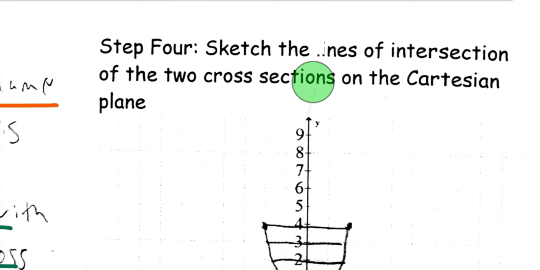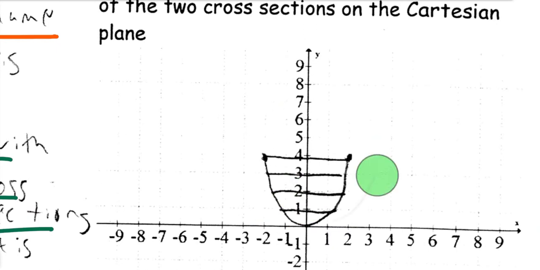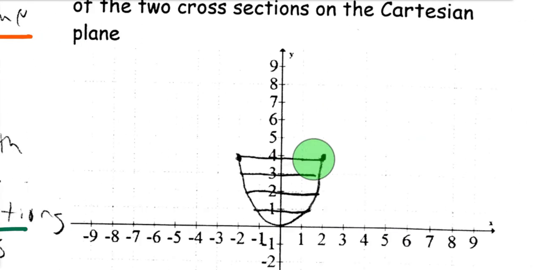Step 4, sketch the lines of intersection of the cross sections on the Cartesian plane. So here we have the base of our object, and our equilateral cross sections are going to be perpendicular to the y-axis, and therefore they're going to be horizontal and going this way. I will say this, whenever they're perpendicular to the y, your equation inside of your integral has to be in terms of y. If they're perpendicular to the x, your equation has to be in terms of x, like we did for example 1. And your limits have to be consistent as well.